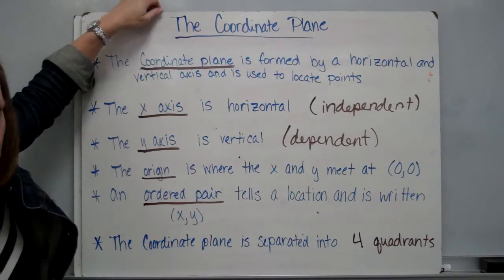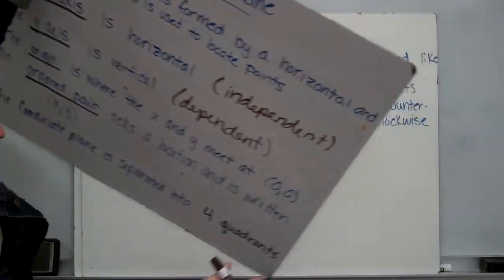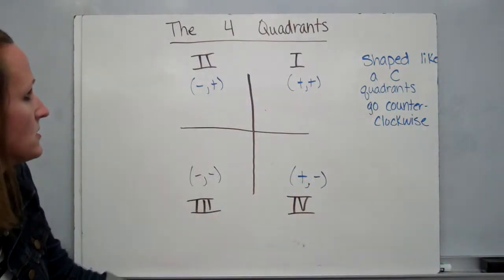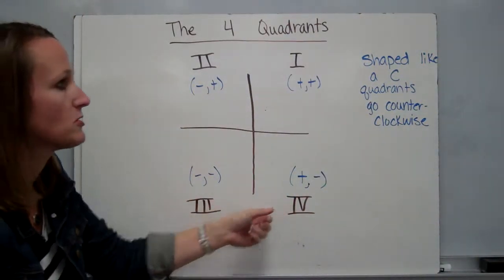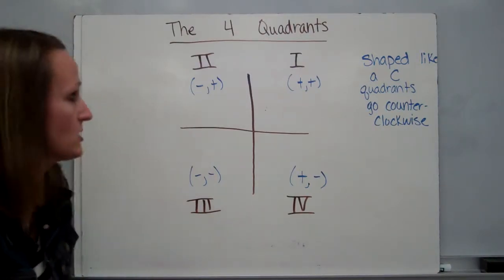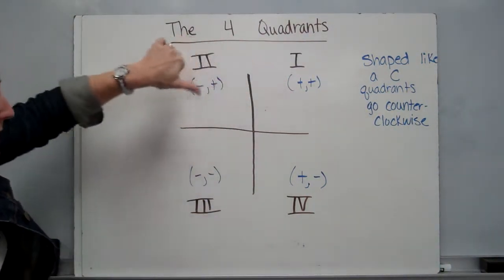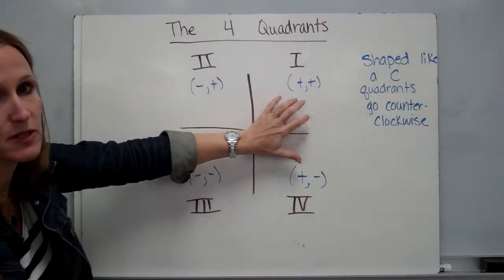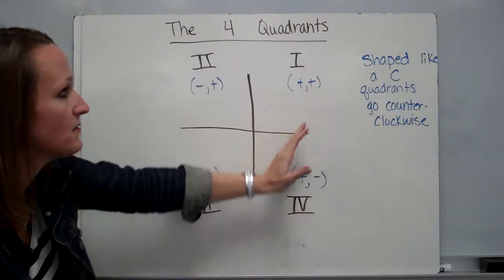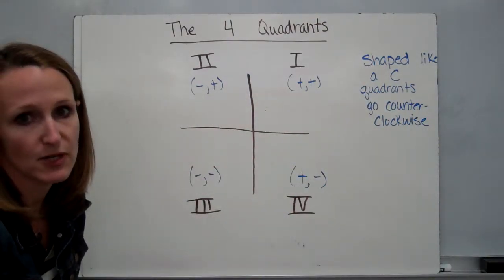So let's look at these 4 quadrants. So here they are: Quadrant 1, Quadrant 2, Quadrant 3, and Quadrant 4. It's shaped like a C. You start in the upper right-hand quadrant, and it goes counterclockwise. Everything in the first quadrant is positive. You go over in a positive direction, you go up in the positive direction.